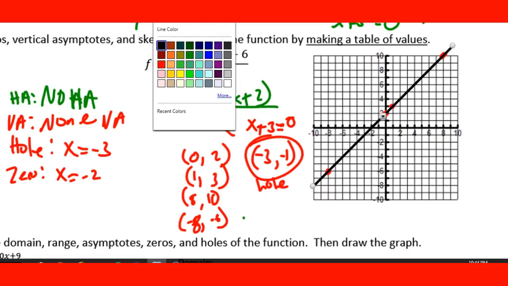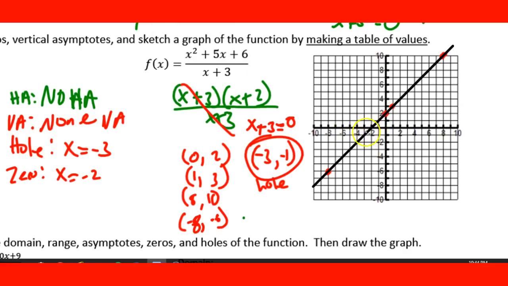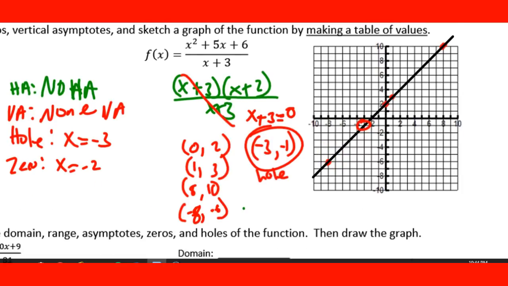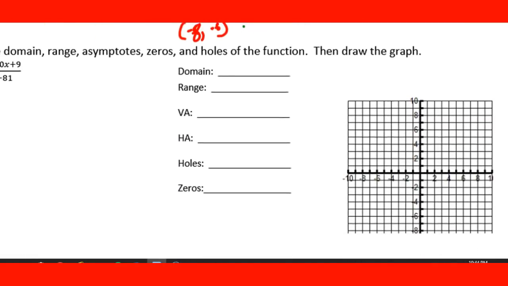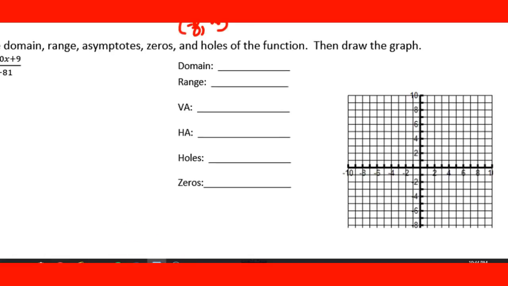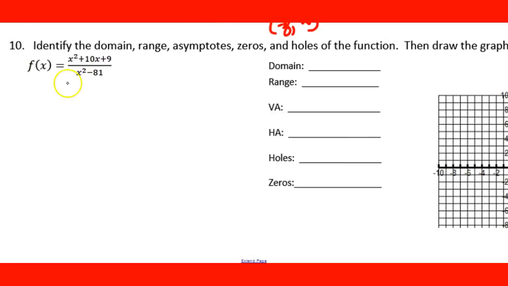There is a hole right here, negative 3, negative 1. There's our hole right there, okay? All right, so real quick, looking at this problem right here.